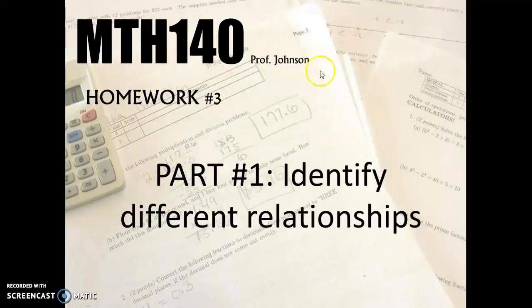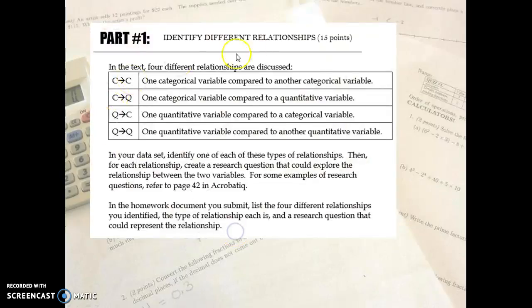Math 140, week number 3. If you checked our homework for this week, there are 3 parts, which means there's going to be 3 videos coming during the week. Let's check out part 1 about identifying the different relationships in your data.